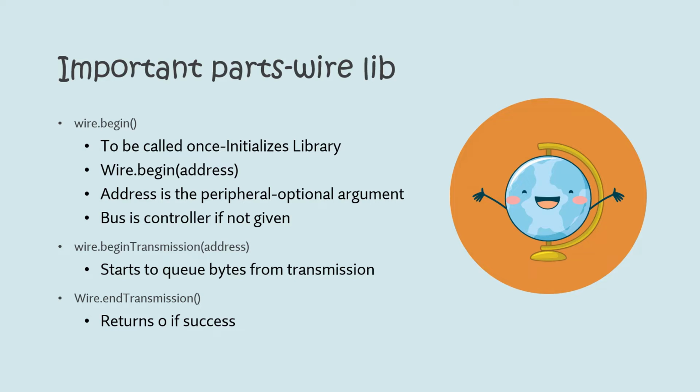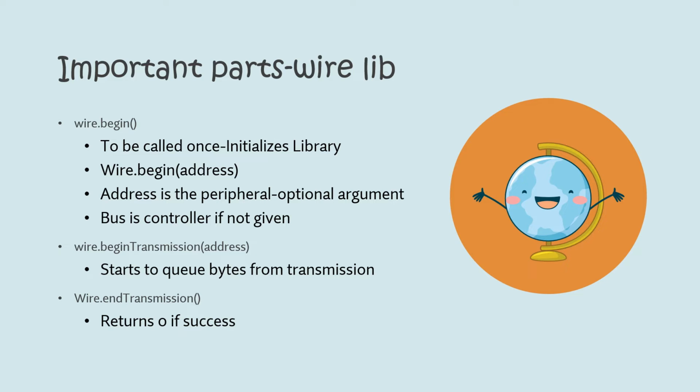Now if you've been observant, you would have noticed that a few more commands are there in the code. There's Wire.begin, there's Wire.beginTransmission, and there's Wire.endTransmission. I'll be talking briefly about these three statements and then going back to the code. So Wire.begin is basically to be called once, and it initializes the Wire library. Giving an address in Wire.begin is optional. If you don't give any address, then the device joins the I2C bus as the controller.